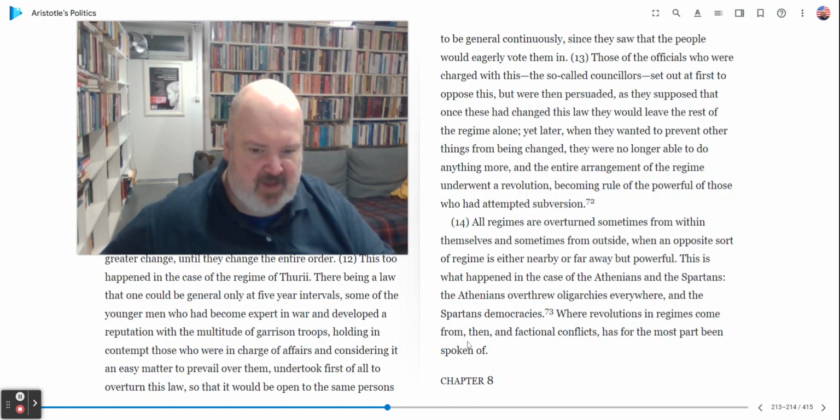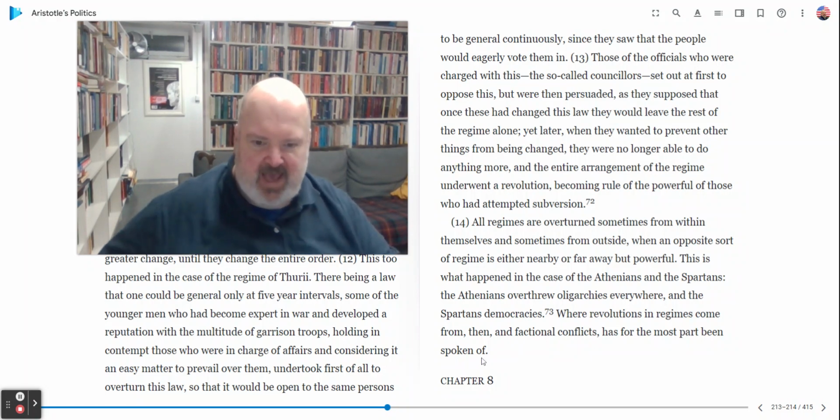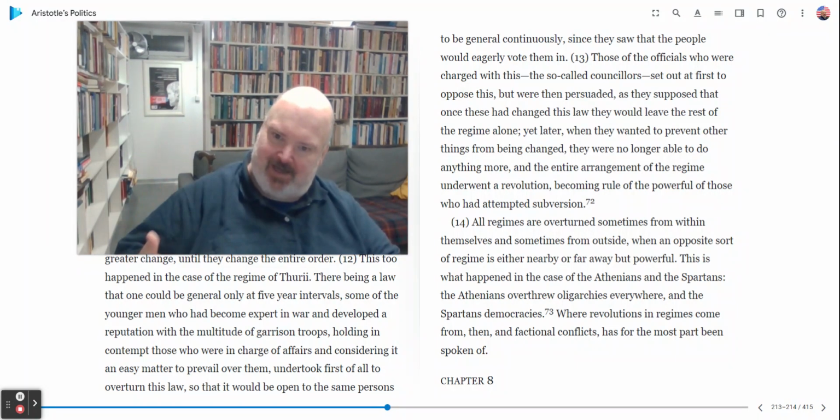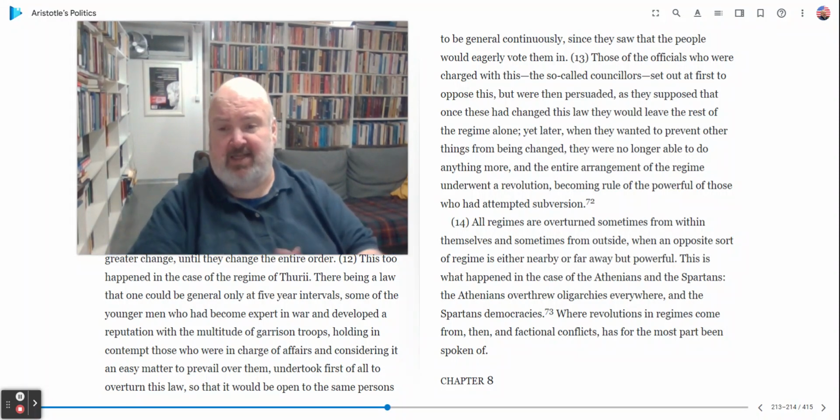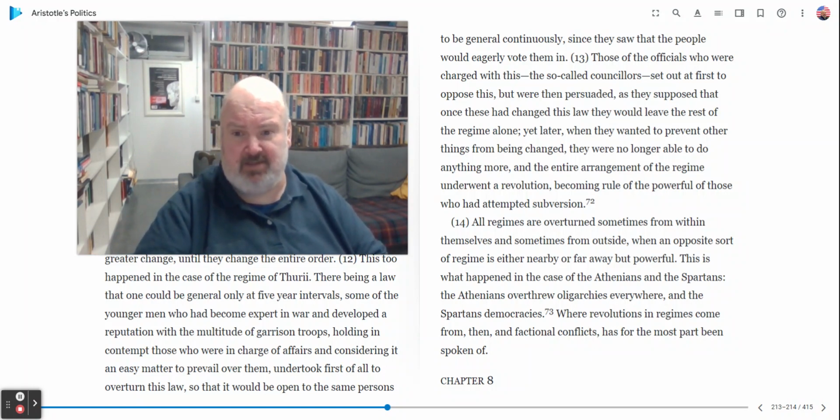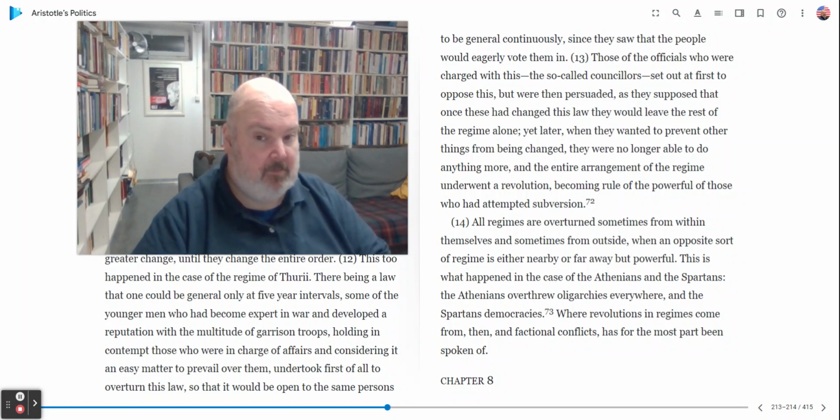Where revolutions and changes in regimes come from, and factional conflict, stasis. So he ends the discussion of how change and stasis emerge, and this is the ending of this part. Notice we don't get two chapters. We don't get a chapter on aristocracy. We don't get a chapter on regimes. Regimes and oligarchy, aristocracy is dumped in together. We don't get an account of tyranny. Notice that too. He stops it here. So that's interesting.